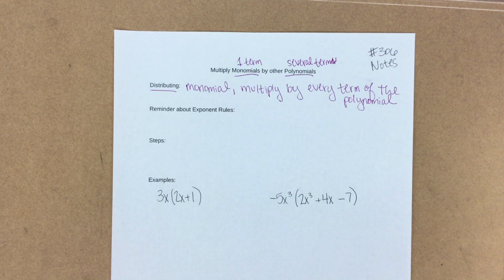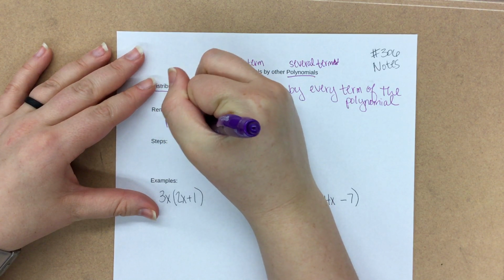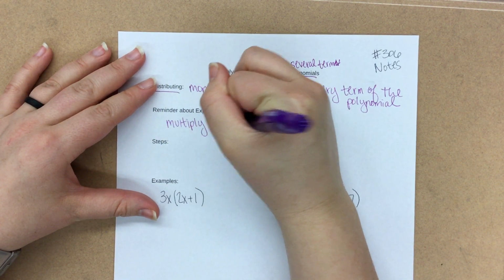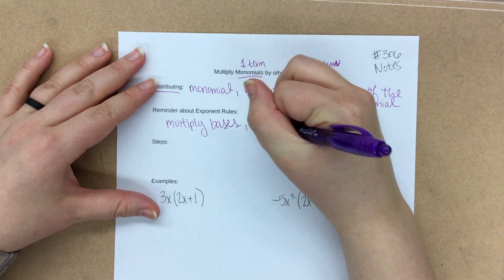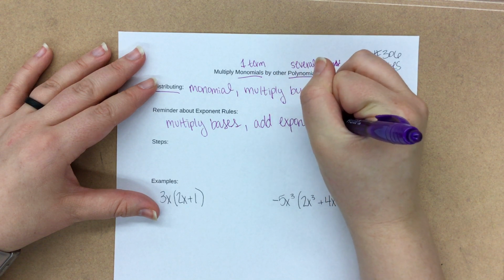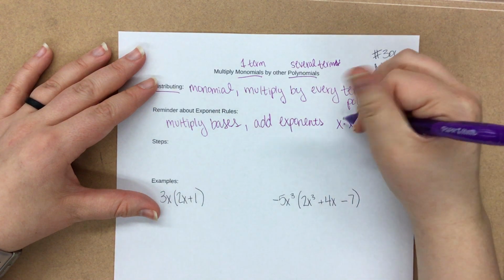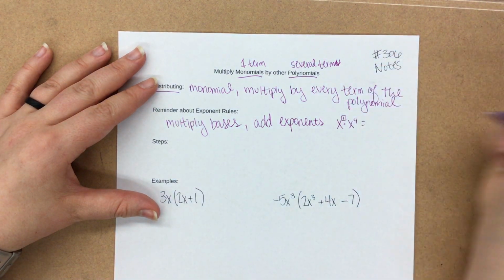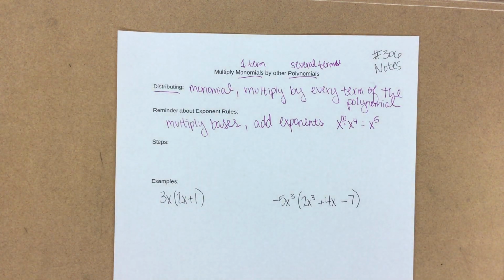So a quick reminder about our exponent rules when we are multiplying. When we multiply bases, remember bases are the variable, then we add the exponents. Like if I have x times x to the fourth, remember that's really x to the first, so that would all turn into x to the fifth. So that kind of stuff.